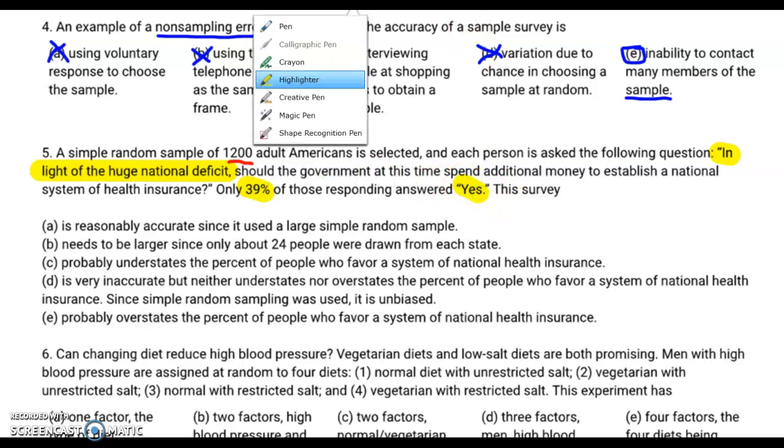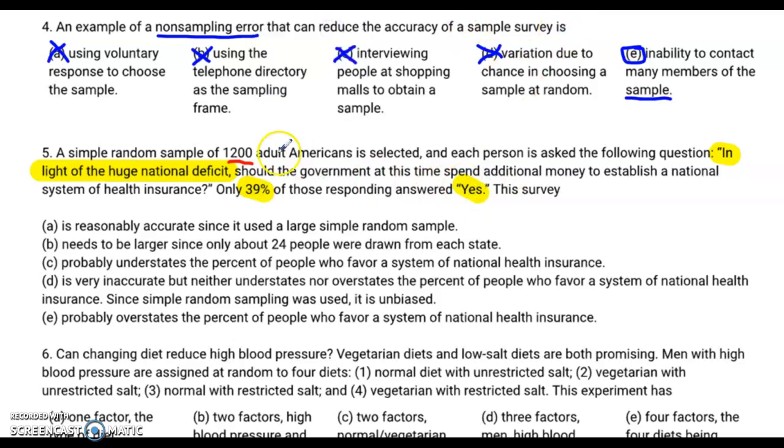That is potentially lower or potentially higher than the actual number. But you would think that in light of the huge national deficit makes people think, okay, if there's a huge national deficit, we should not spend more money, which means fewer people respond yes than is actually the case. So we say that the answer is choice C because it probably undercounts the percent of people who favor a system of national health care. Because without that beginning clause, people might not be influenced to say no.